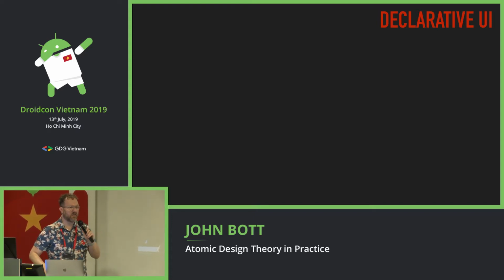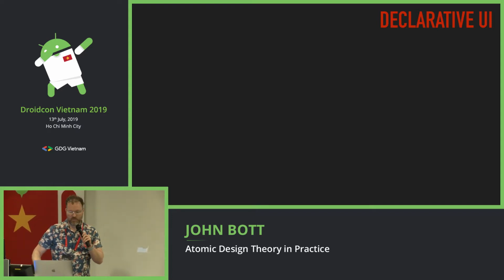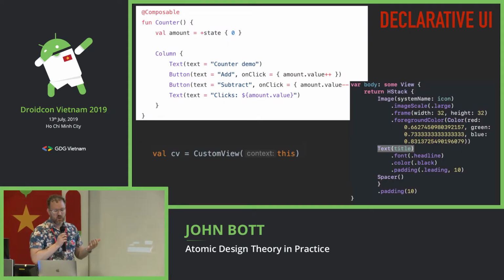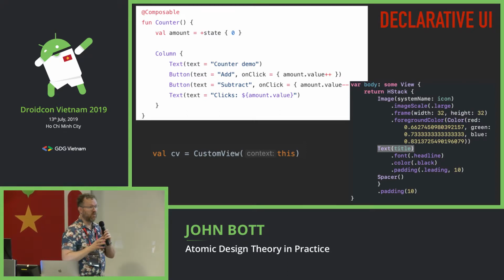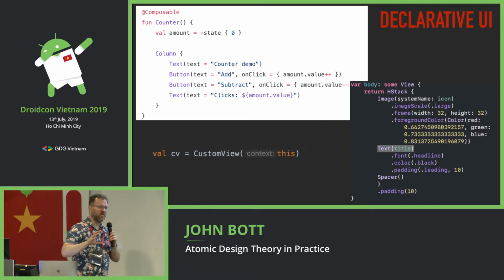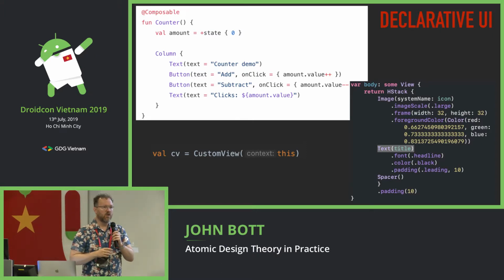So let's talk about that declarative UI one more time. I showed two examples. We have the Jetpack Compose and we have Swift UI. Now, both are awesome, but they're both years away. Jetpack Compose is, I think, pre-alpha, and Swift UI is in beta.